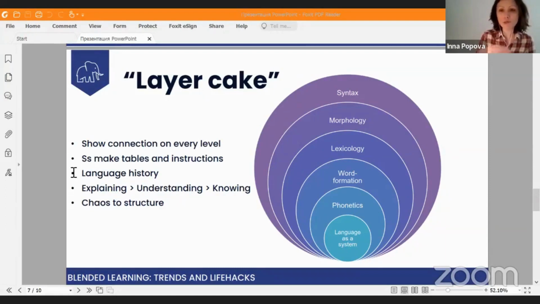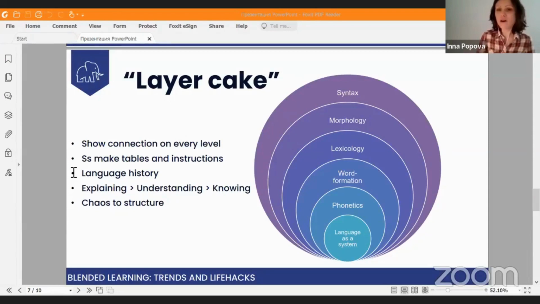We talk about language history, and it's not a course about the history of Russian language, of course, but we try to introduce this side of learning a language, even your mother tongue, because it is usually very interesting and very useful. And then we explain, students hopefully understand, and then they know. So I want to highlight here that they don't remember, they know, because they understand it. And that's my key point.